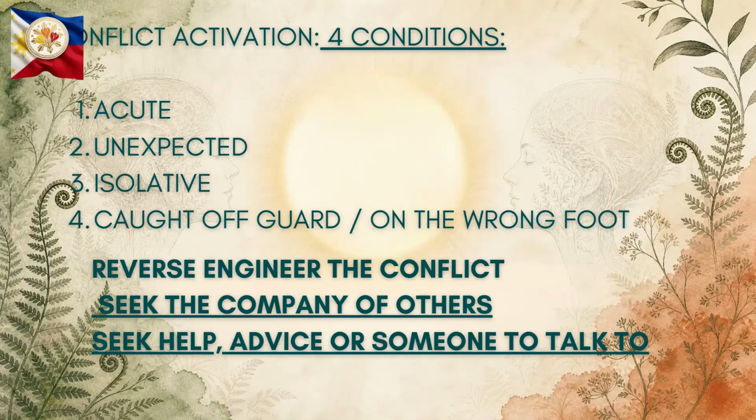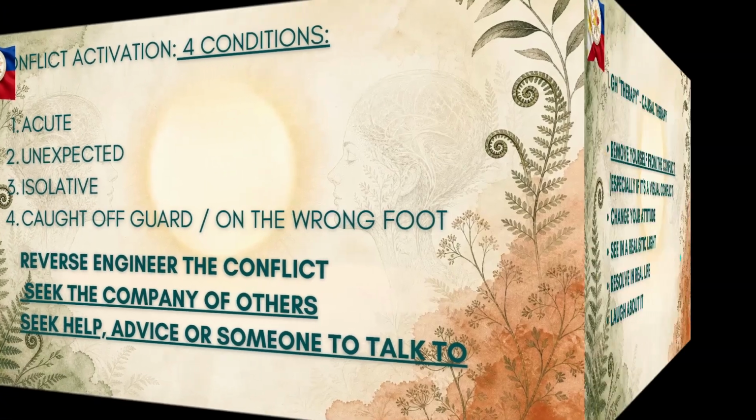You immediately don't feel isolated. And this person, this friend, might be able to help you so you're no longer caught on the wrong foot. Nothing can be done about acute and unexpected anymore because it already happened. But you can take action to downgrade it this way.